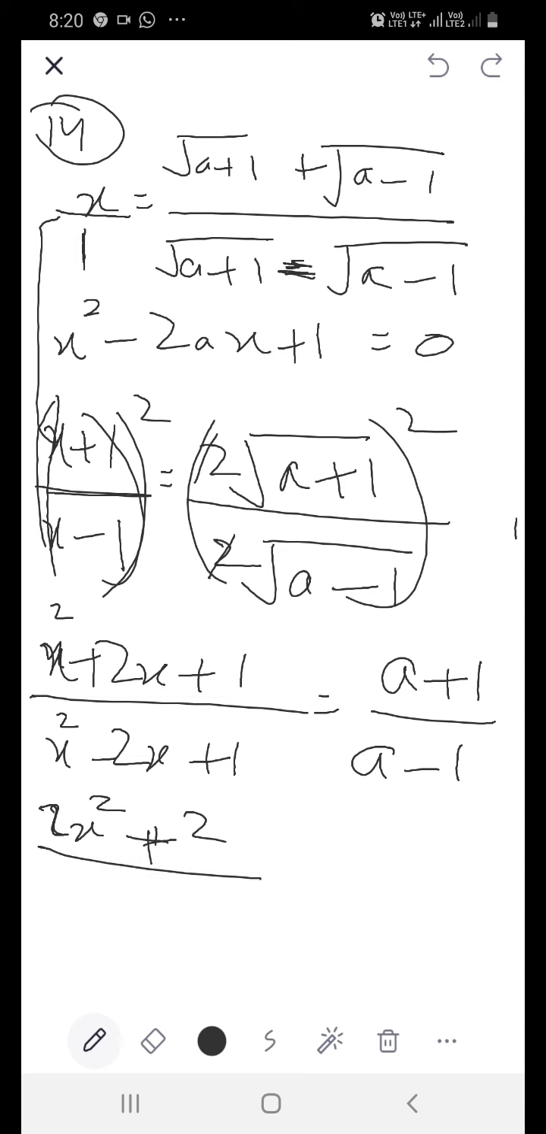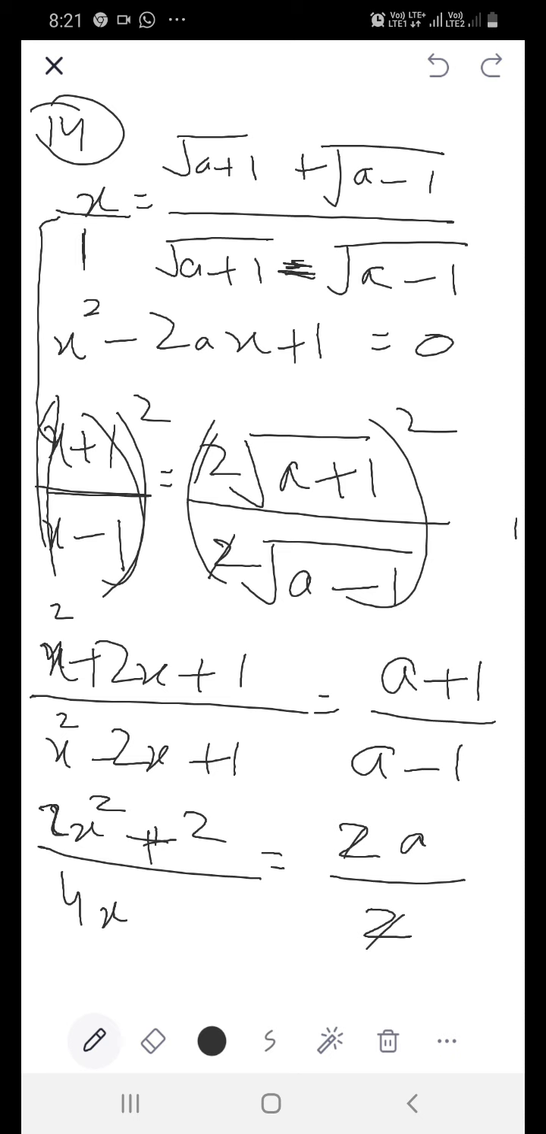When I subtract, x square minus x square will cancel out, and this minus 2x will become plus 2x, it will become 4x. 2x plus 2x, and plus 1 in the denominator, it will be minus 1, that will also cancel out. Is equal to, do the same on the right hand side. A plus 1 will be added to a minus 1, so 1 will cancel out and you will have 2a. And when a plus 1 minus a minus 1, a will cancel out and minus 1 will become plus 1 and you will get 2. Cancel this 2 from both the sides.